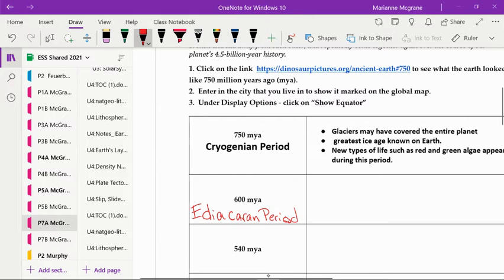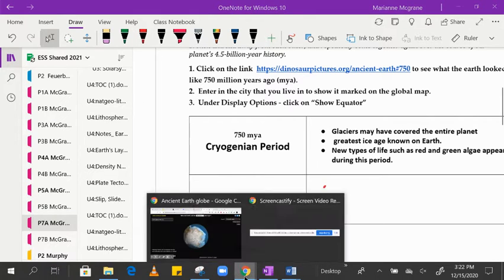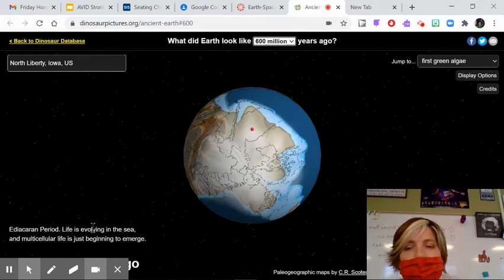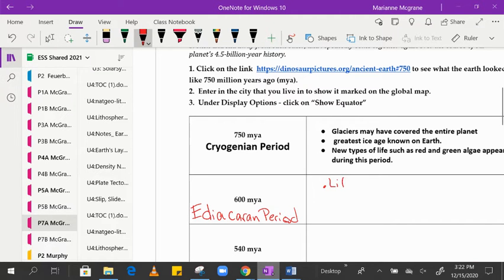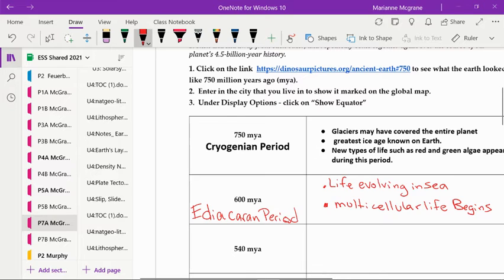Okay, we're going to take some very basic little notes here about what it is that was going on during that time period. So during that time period, it looks like life was evolving in the sea and multicellular life was beginning. So those are the two big things there. Life evolving in sea and multicellular life begins. Now, guess who else is multicellular life? You're multicellular life. So this is a very important part for our history. If we could go back ancestry.com far enough, we'd find our ancestors 600 million years ago.